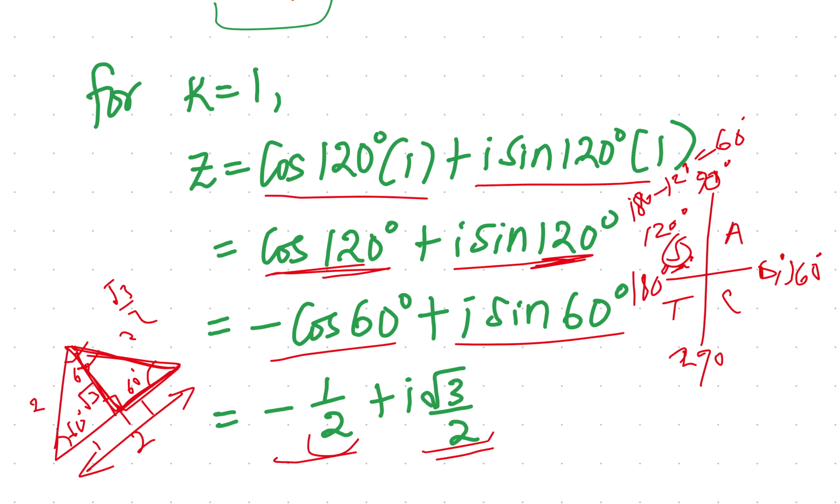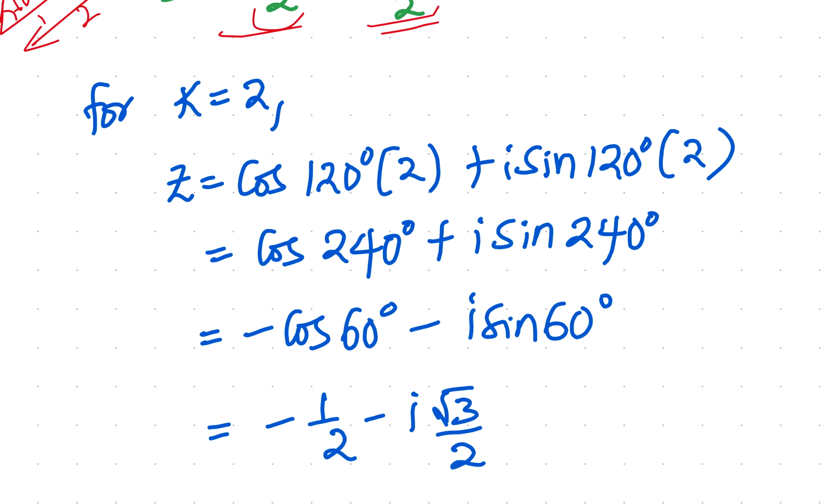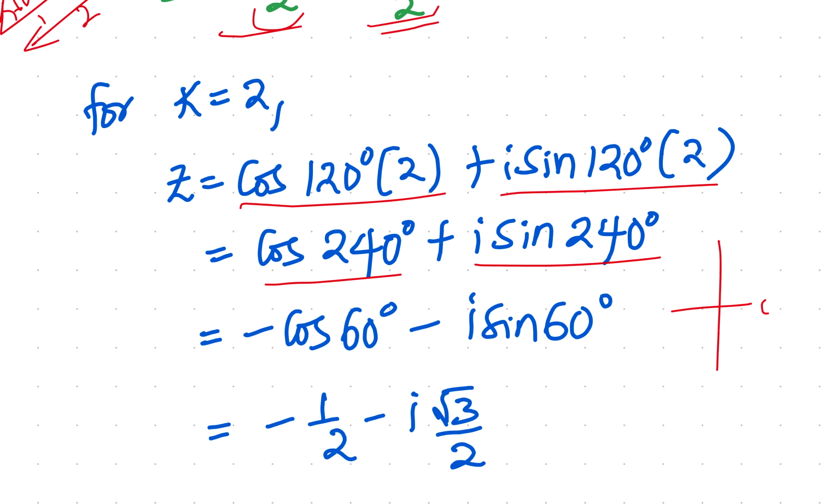Then for k equals 2, we have z equals cos 120 degrees times 2 plus i sine 120 degrees times 2. So 120 degrees times 2 is cos 240 degrees plus i sine 240 degrees. In this case, which quadrant 240 degrees is in, we have to check again. You have 0 degrees, you have 90 degrees, you have 180 degrees. You know, it goes anti-clockwise. You have 270 degrees, and then you have 360 degrees.